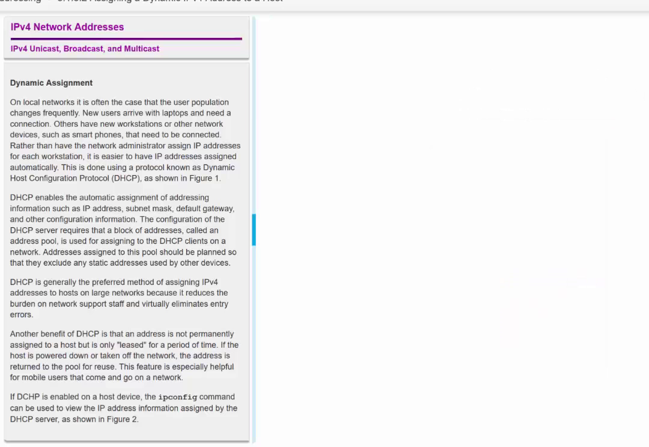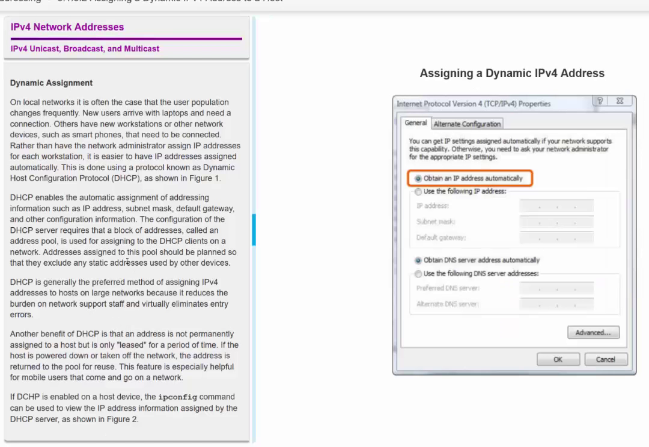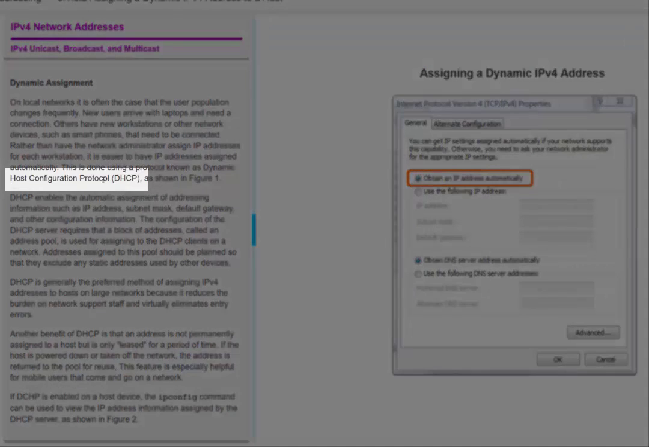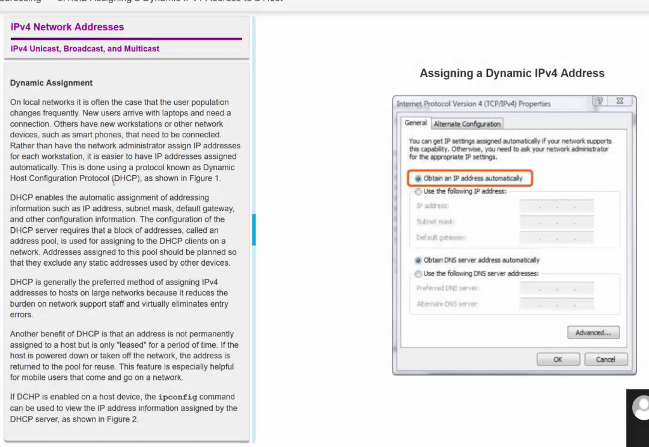The other way of setting up the IP address is to obtain an IP address automatically. In that case, we connect to what we call a Dynamic Host Configuration Protocol server, or DHCP server. We will learn about DHCP as part of the application layer in Chapter 10.